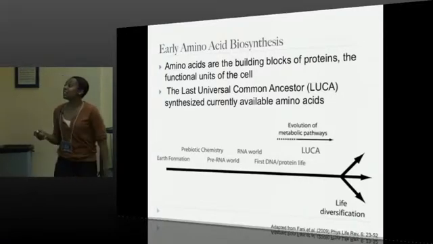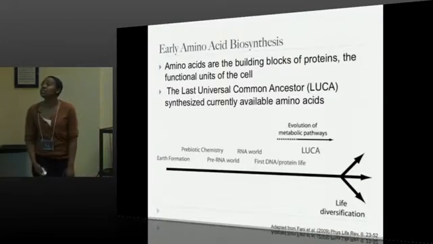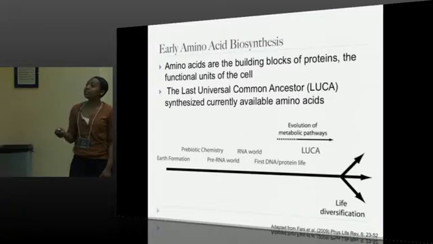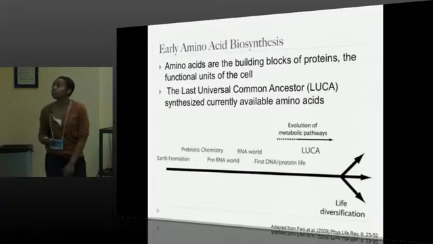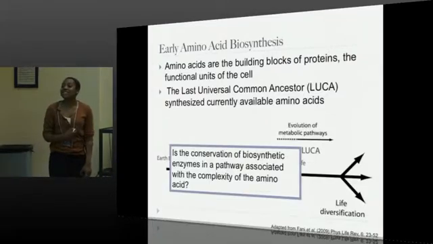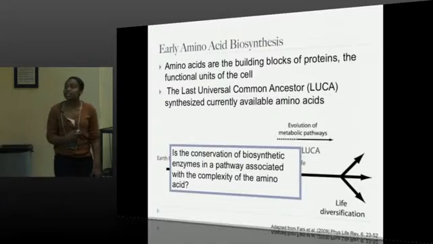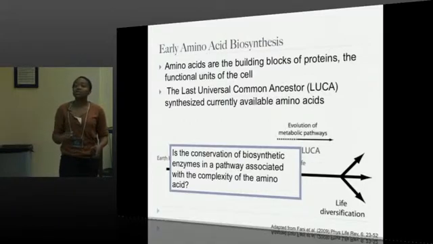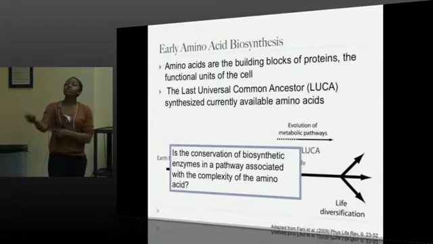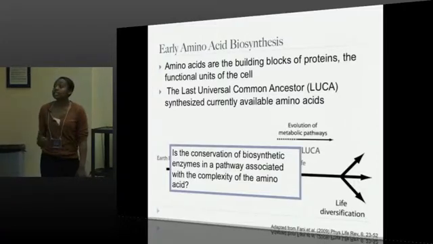So I'm interested in characterizing things at the last universal common ancestor, and obviously in the context of the progression of the central dogma or these other molecular processes. So the first question that I had with this project is whether the conservation of proteins associated with amino acid biosynthesis would be related to a characteristic of the amino acid, like the complexity of it.